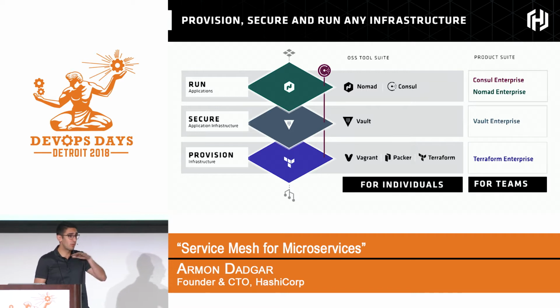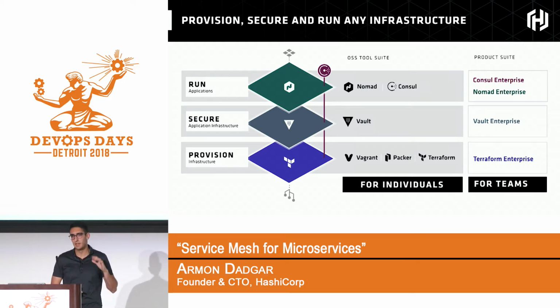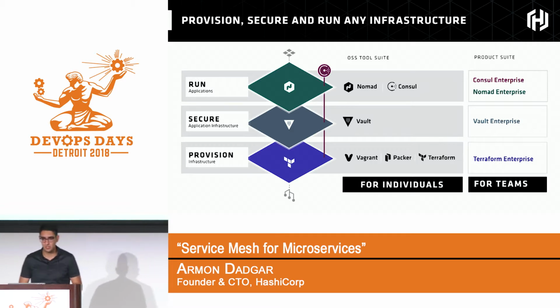Then we have a challenge of how do we run our applications across multiple environments, right? On-prem, cloud. All of these have different APIs, different operating environments, but we want to give our developers a consistent experience. And our focus there is Nomad, our application scheduler.